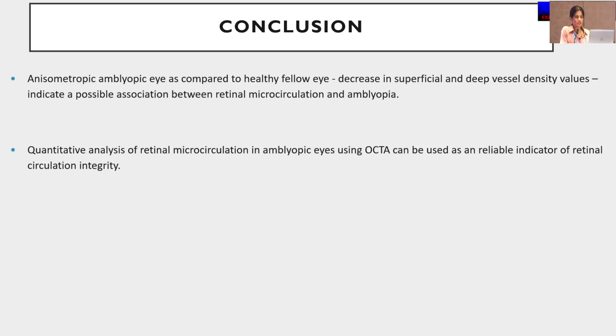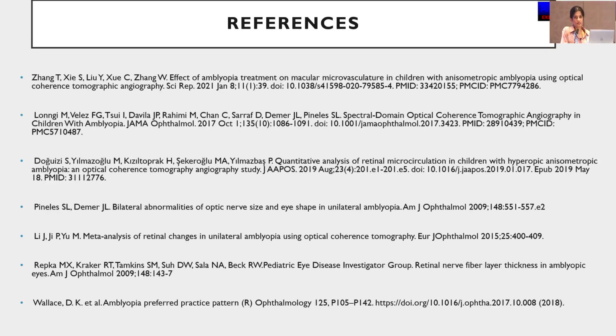So I would like to conclude by saying that in an isometropic amblyopic eye as compared to the healthy fellow eye, there is a decrease in superficial and deep vessel density values, which indicate a possible association between retinal microcirculation and amblyopia. Quantitative analysis of retinal microcirculation in amblyopic eye using OCTA can be used as a reliable indicator of retinal circulation integrity. These are my references.